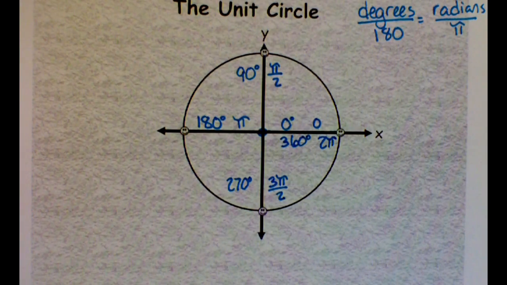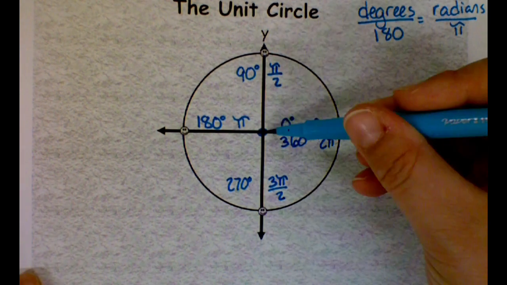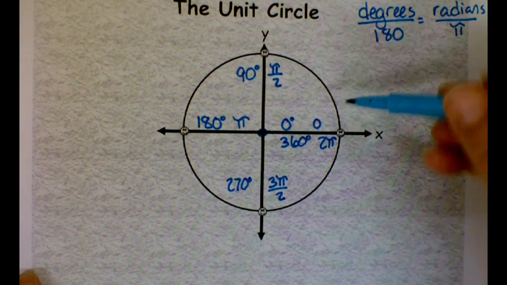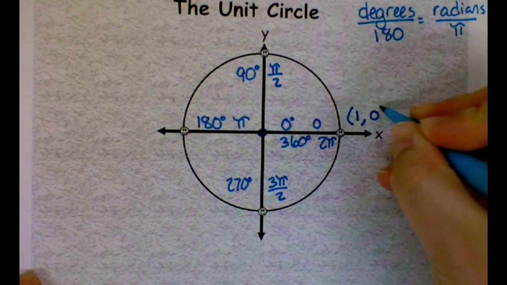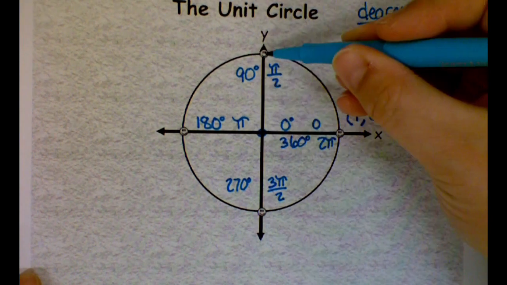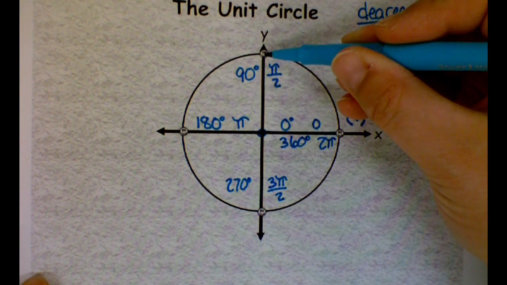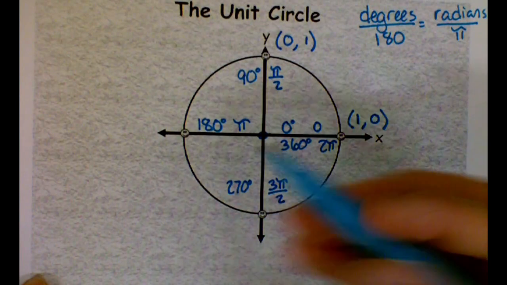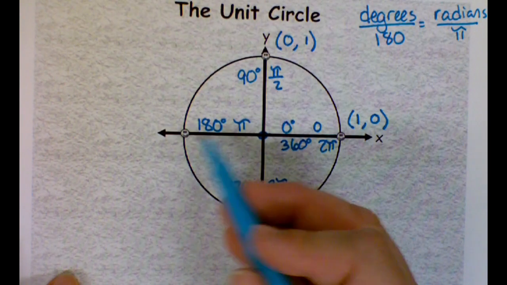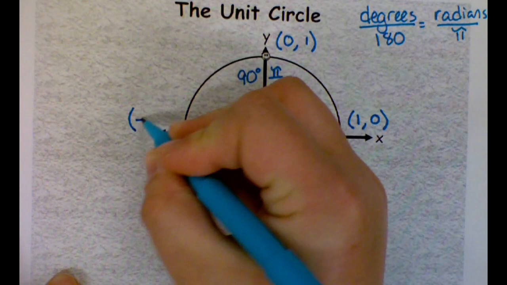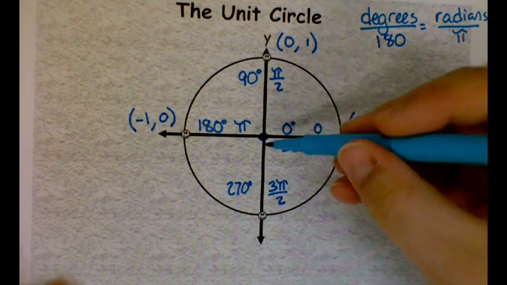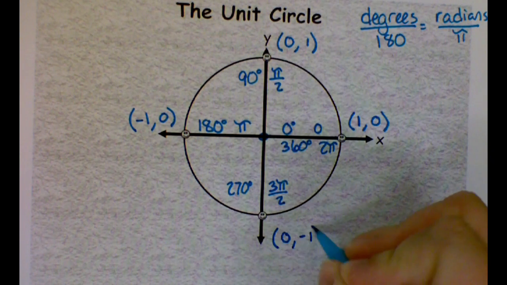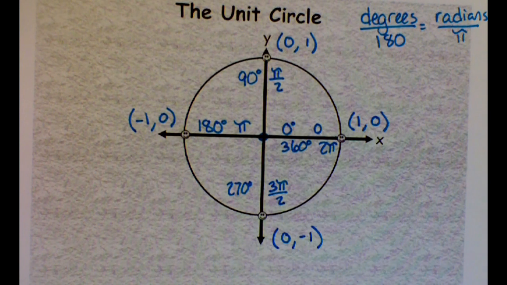Now we need to find the coordinates. This first point, remember that the radius is always 1. Remember x comma y, we go over 1, up and down 0, so that coordinate is 1, 0. At 90 degrees, or pi over 2, we go up 1, left and right 0, so that is the point 0, 1. At pi, or 180 degrees, we go left 1, up and down 0, so that's the point negative 1, 0. And at 270, we go down 1, left and right 0, so that is 0, negative 1. Those are our first 4 coordinates on the unit circle.